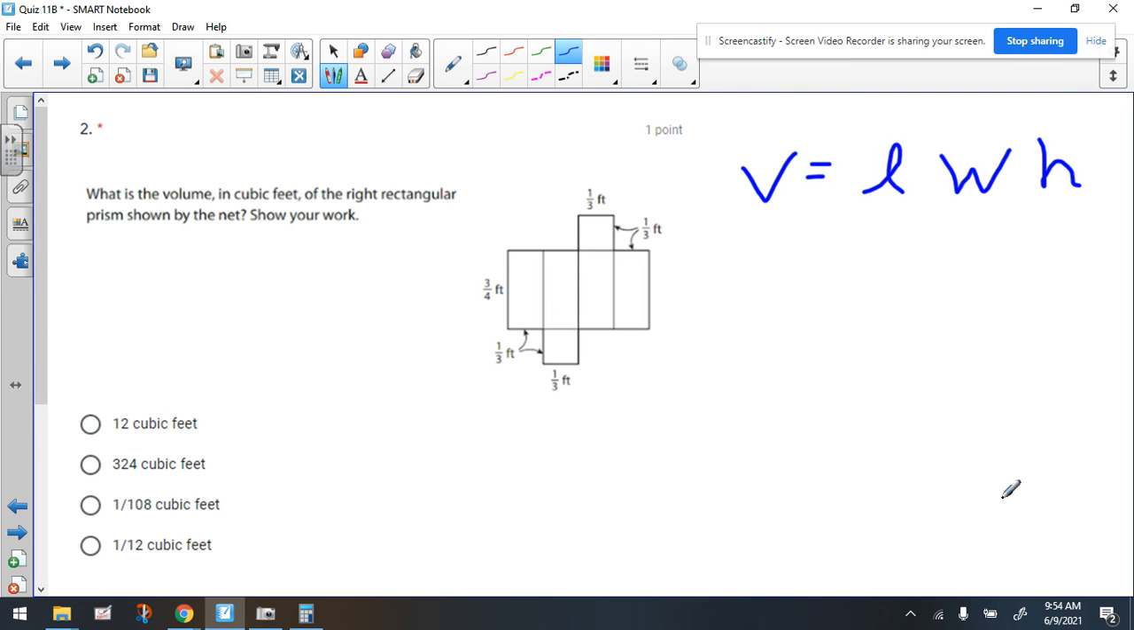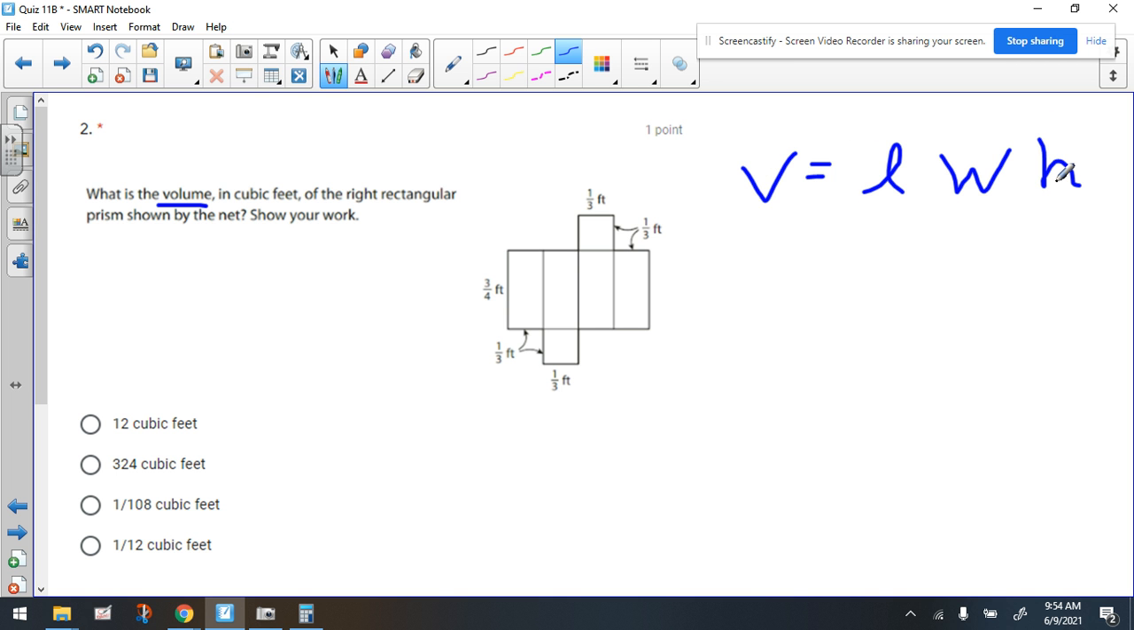Hey everybody, they want to know for number 2, what is the volume in cubic feet of the right rectangular prism shown by the net? Show your work. Now remember, for volume, there's two different formulas that we've been talking about in class. One is this one right here, volume equals length times width times height.